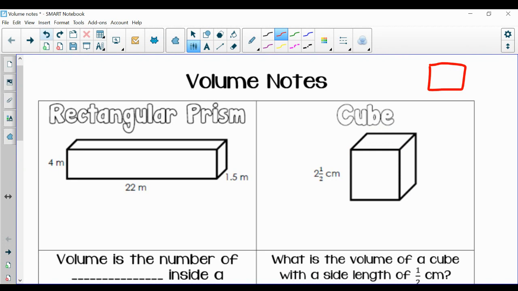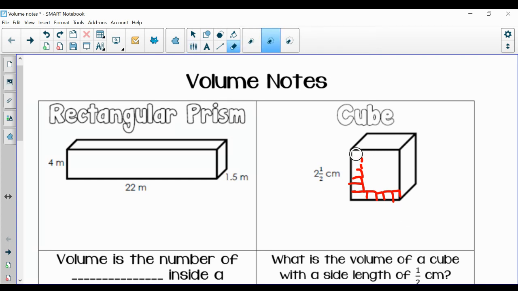volume, what we're really talking about here is how much it takes to fill up my object. So if I were to put little itty bitty tiny cubes in here, how many cubes would it take to completely fill my object up? So that's what volume's talking about, okay?